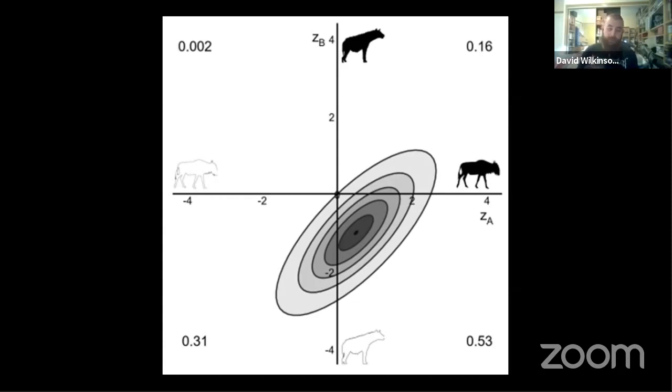Now if we take a draw from this distribution, we take a single point. If our draw falls in this top quadrant, then both species are present. If it falls in the bottom left quadrant, then both species are absent. So what this means is that when we take a draw from this, we're getting a community assemblage. Here, we have about a 16% chance of both species being present, and 31% of both species being absent.